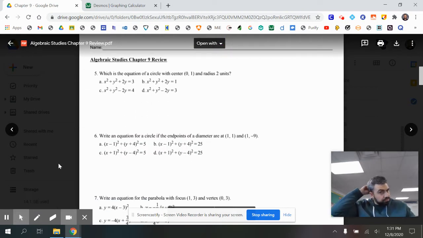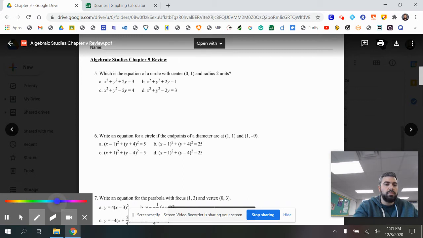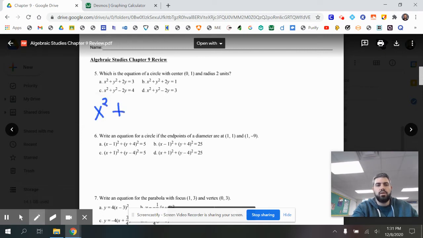All right, number 5. Which is the equation of a circle centered at 0, 1 with a radius of 2 units? Okay, so again, we could do this on Desmos. We could also complete the square and figure it out as well. Let's start by trying to complete the square, and then if you'd like to, you could graph it on Desmos. All right, so how do we do this? Well, first off, if I look at A, A is x squared plus y squared minus 2y.